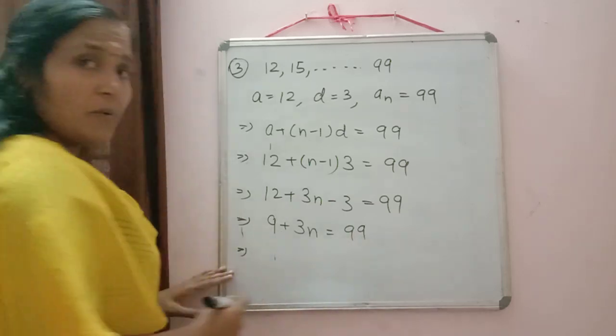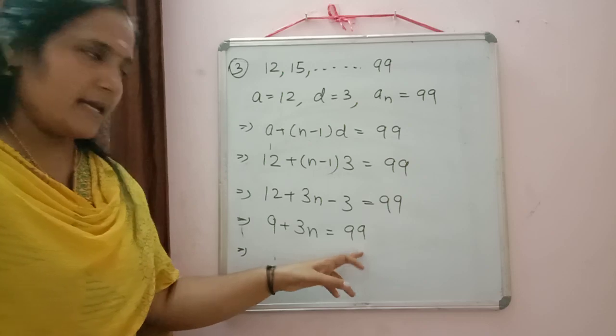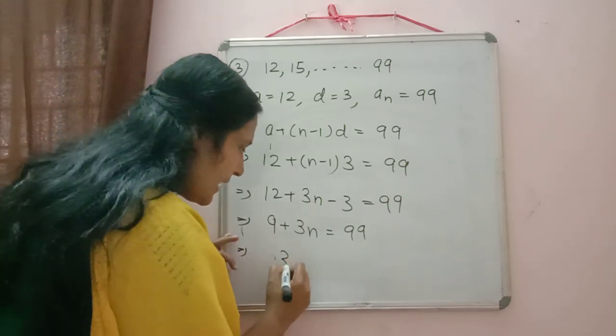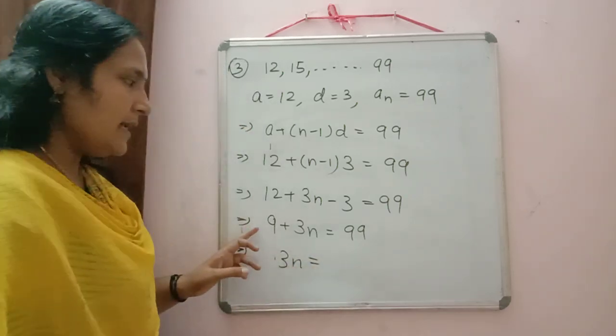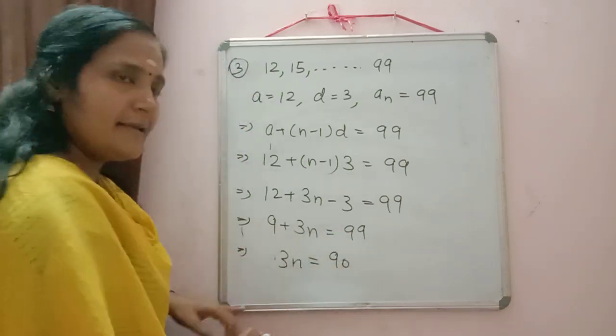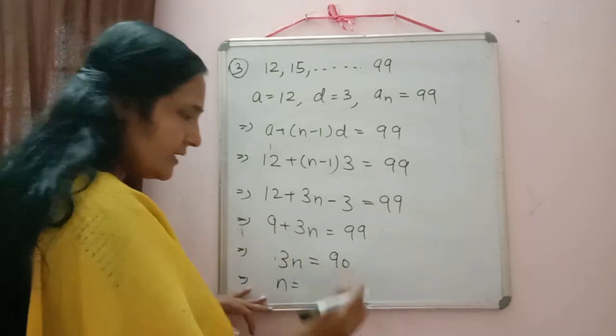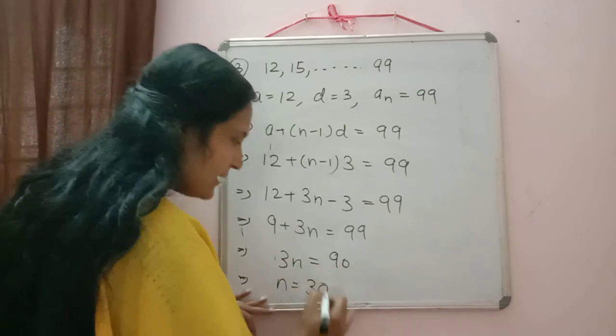9 shift to right hand side. So it will be equal to 99 minus 9. So that step I am not writing. I am directly writing the value. 3n will be equal to 99 minus 9. Yes, 90. Then n will be equal to 90 by 3. So that will be equal to 30.